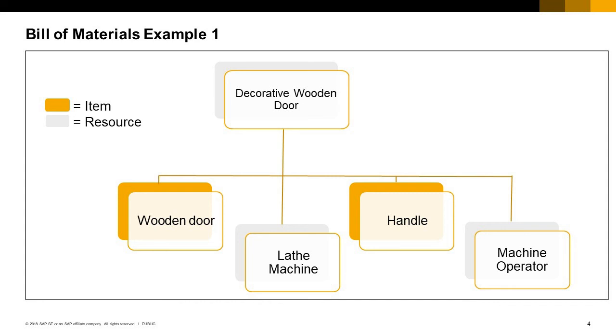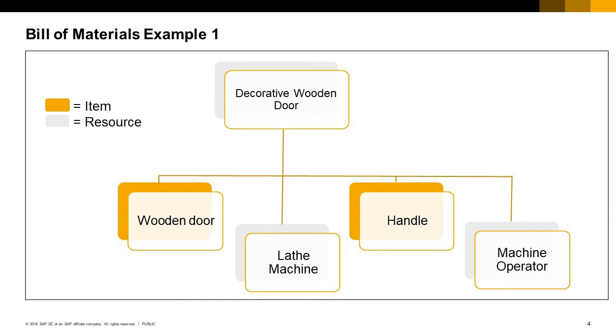To manufacture an engraved wooden door, we need two items, a plain wooden door and a handle. In addition, we need to engrave a decoration pattern. To do this, we need two resources, a lathe machine and a machine operator employee. These items and resources are combined in the decorative wooden door bill of materials. When starting the production process, this bill of materials is copied into a production order.